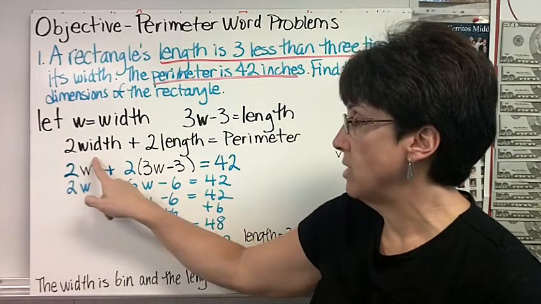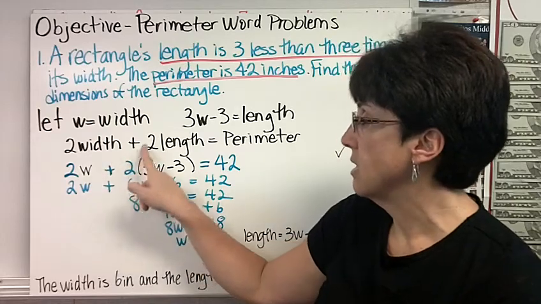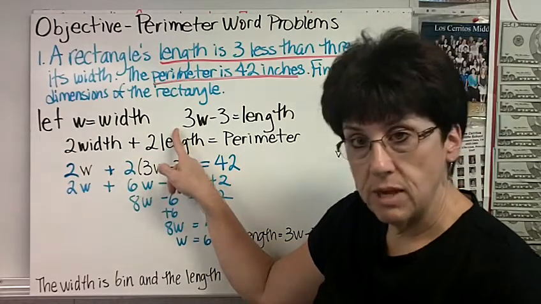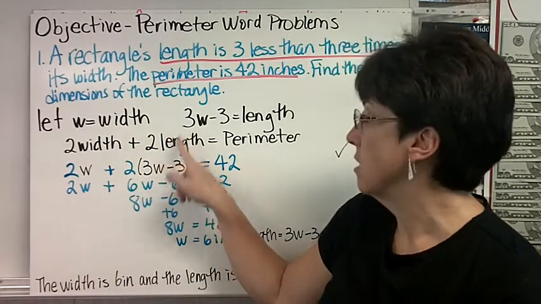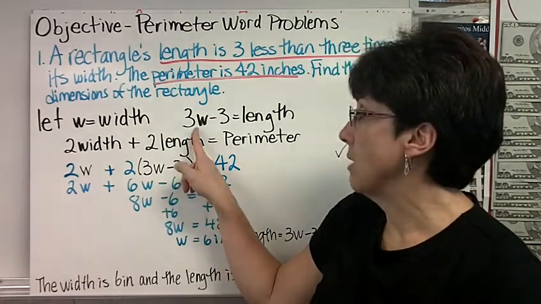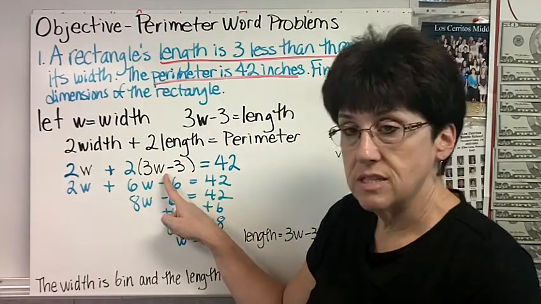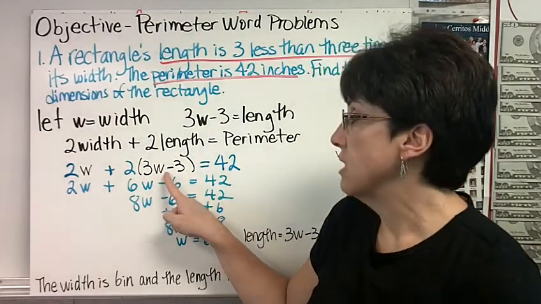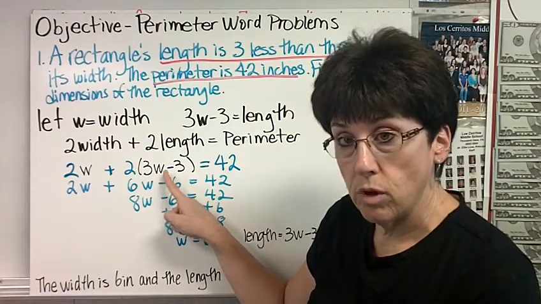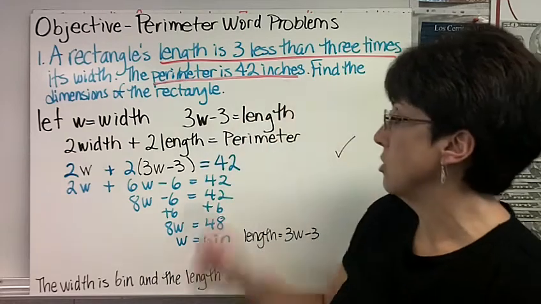So I'm going to carry down my 2 and substitute in the W, because that's what width is, plus carry down the 2, go back to my let statement and see what the length is, times the quantity, 3W minus 3. Remember, anytime there's more than one term in the quantity, we have to put in a parentheses. This is a perfect example. Why? Because if we didn't, we wouldn't do the distributive property and then we'd be wrong. And the perimeter comes from the problem, okay, 42 inches.